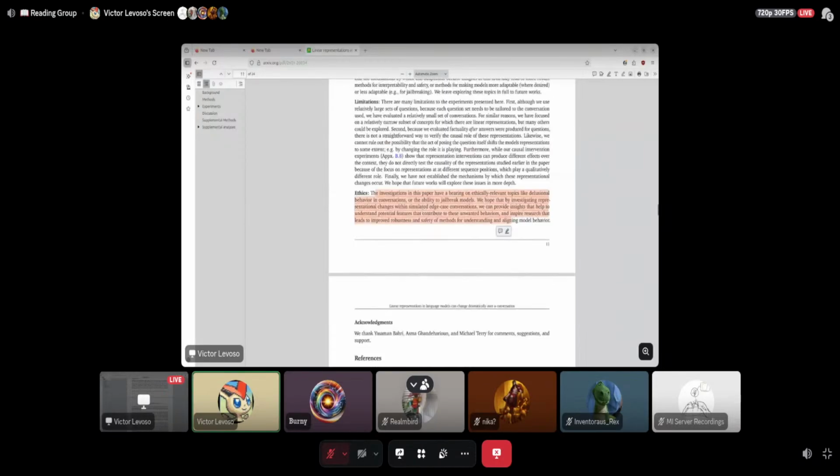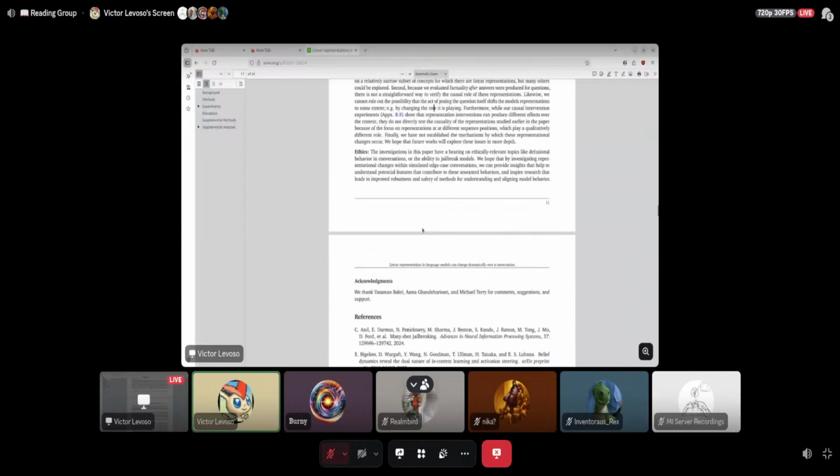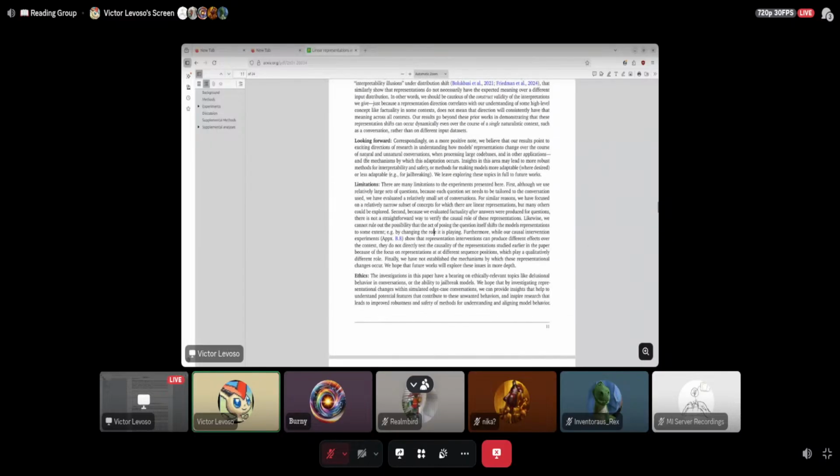Yeah, this is nice. So anyway, we can look a bit at the appendix, but before that, I guess this is a good point to ask: does anyone want to have some take on the paper? What do you think about the paper?